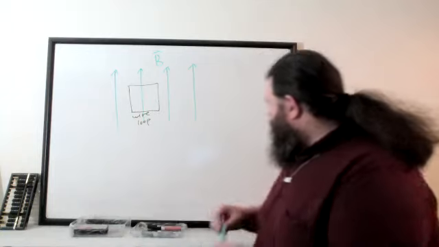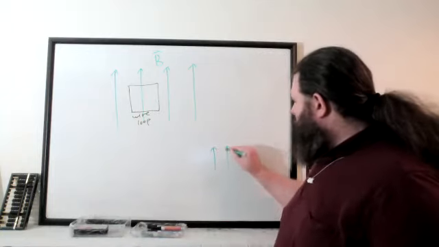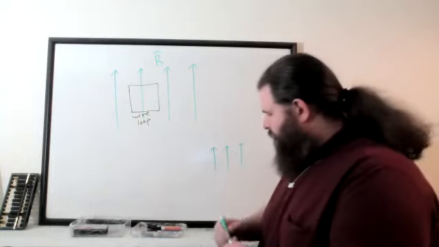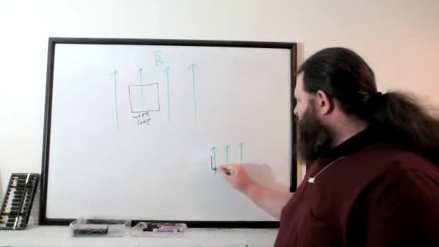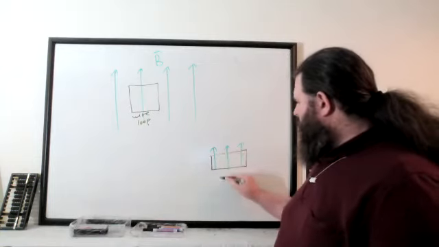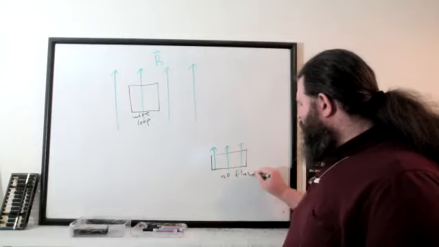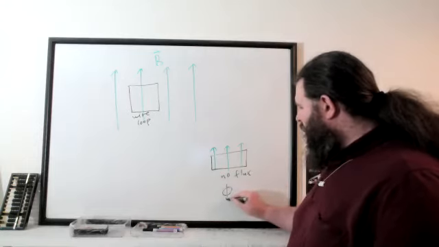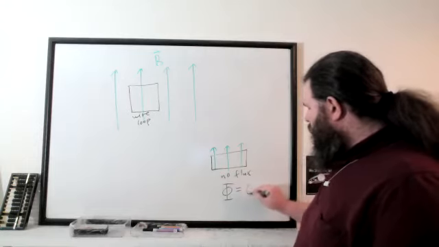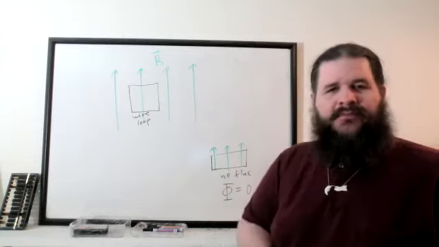So in this case, if you've got something like this, this would be no flux. We usually write flux as a capital phi. We just say flux is 0 in this case.